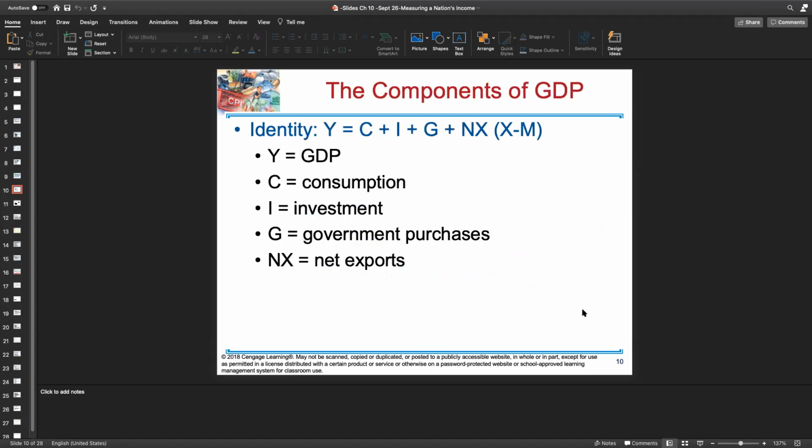Now, what are the components of GDP? We always show GDP in economics with the letter Y. So Y, equal to GDP, is equal to consumption plus investment plus G, which represents government purchases, plus NX, which represents net export.